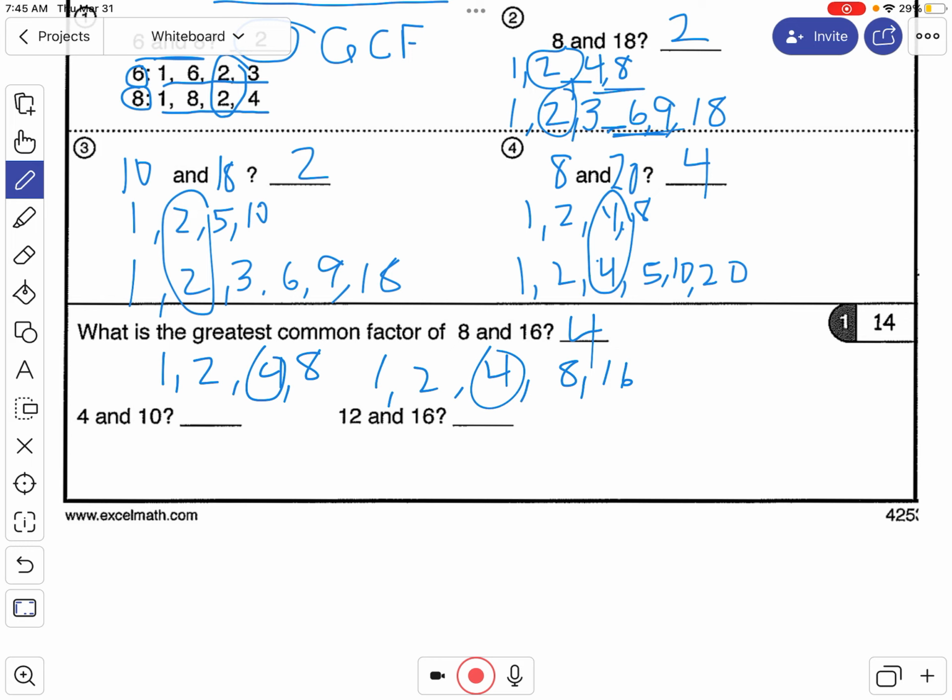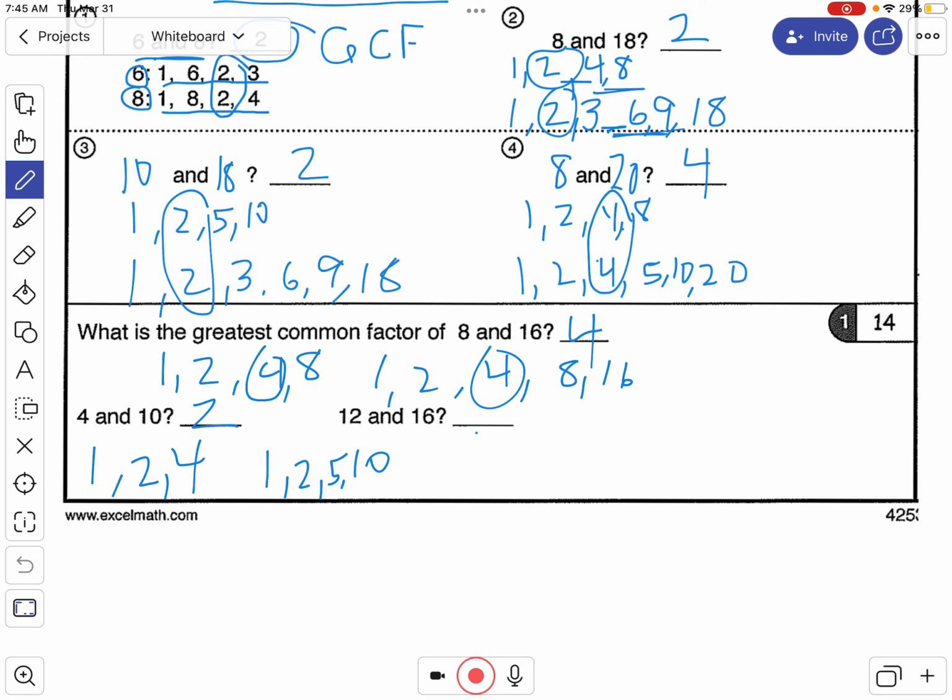4 and 10. 1 and 4. And then just 2, not 2 and 2. 10, you have 1 and 10. And 2 and 5. What number is the biggest in both lists? 2. 12 and 16. Ooh, that one's tricky.